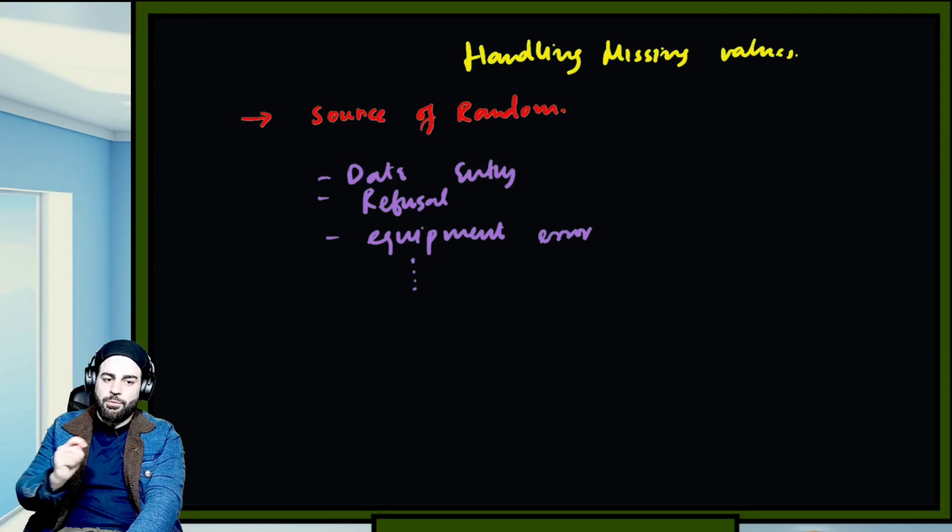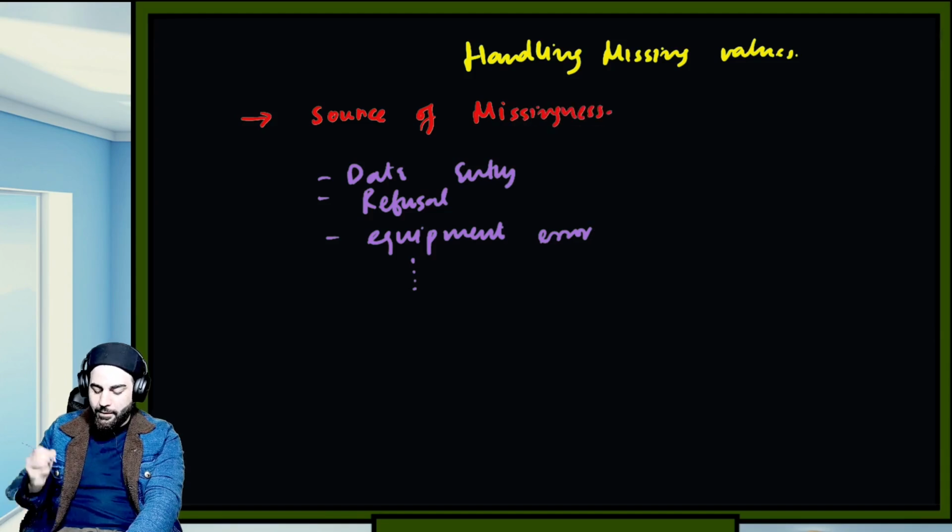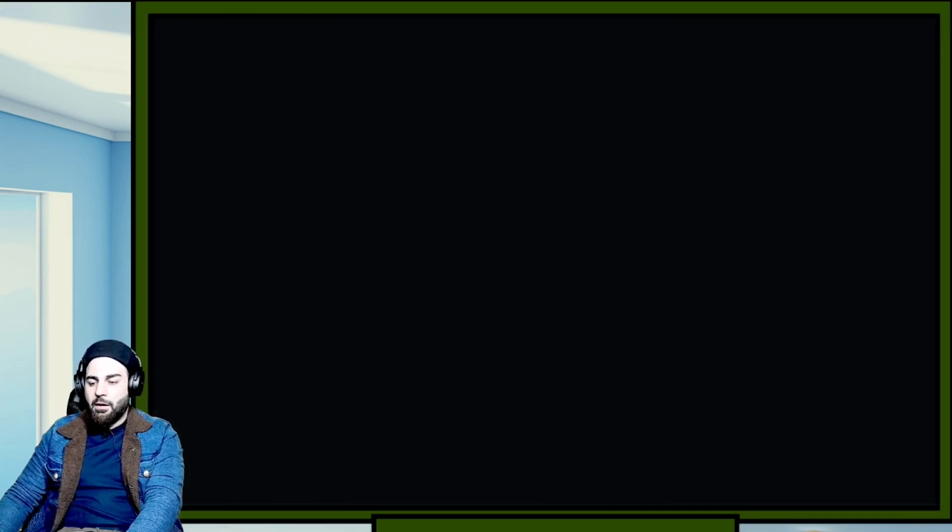Okay, what is the source of this randomness? Rather than randomness, this is missingness. I have been calling it randomness. This is the source of missingness. And after that, I also answered the why part for you. Why do we care about handling missing values? Because most of these machine learning and deep learning algorithms do not work well when we have missing data, because missing data somehow represents incomplete information. Okay, these are the things that I told you.